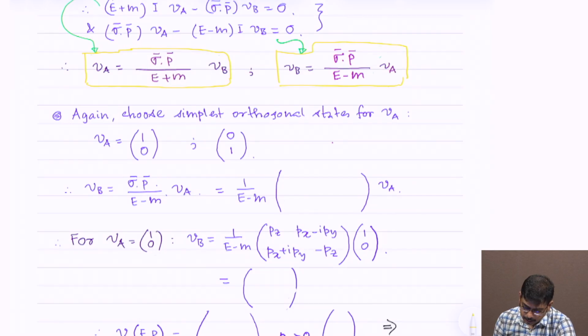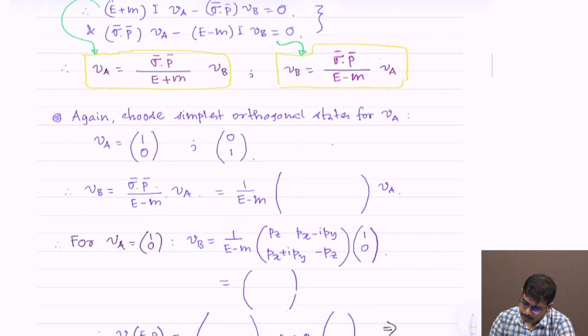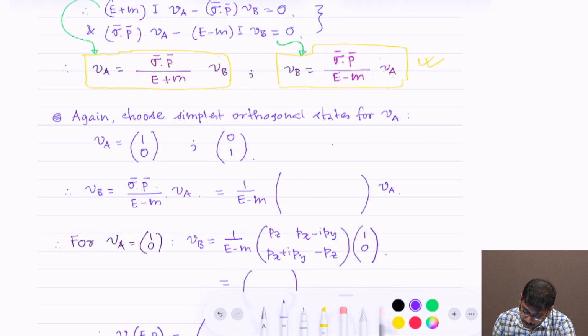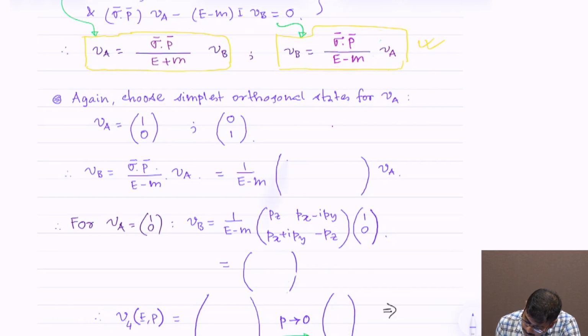So, this is a simple exercise. Vb is sigma dot p by E minus m times Va, from this equation, once you choose the template solution. So, what was sigma dot p? This is something that we calculated before. If you remember, this will once again come from the explicit form of the Pauli spin matrices. So, this is a 2 cross 2 matrix, and the sigma dot p will be Pz, minus Pz here, this will be Px minus Ipy, and this will be Px plus Ipy, right.